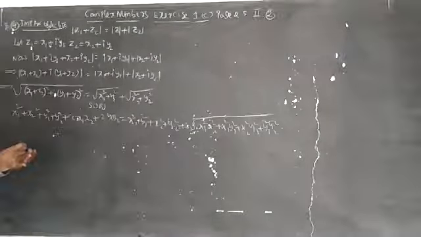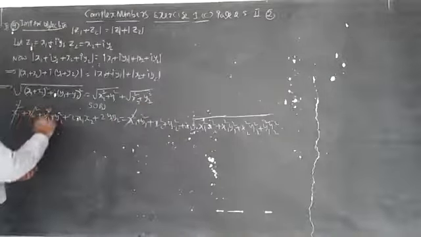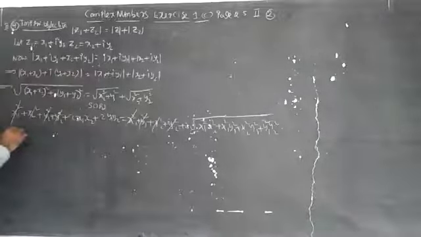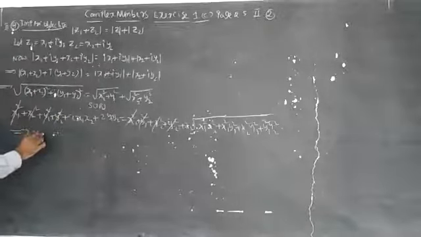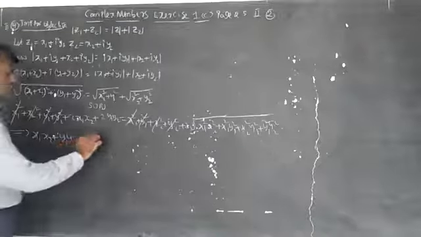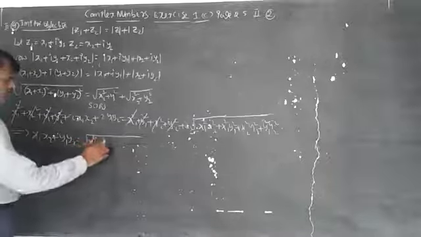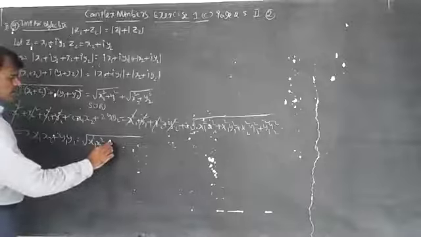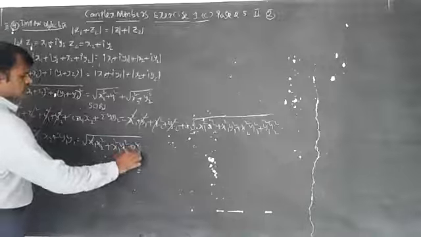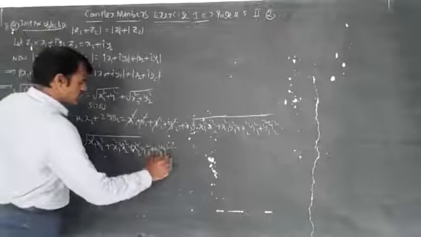Two AB form of multiplication completed. x1 square gets cancelled. In a similar way, x1 square, y1 square, x2 square, y2 square will get cancelled. So we can write here x1 x2 plus y1 y2 is equal to root of x1 square x2 square plus x1 square y2 square plus x2 square y1 square plus y1 square y2 square.